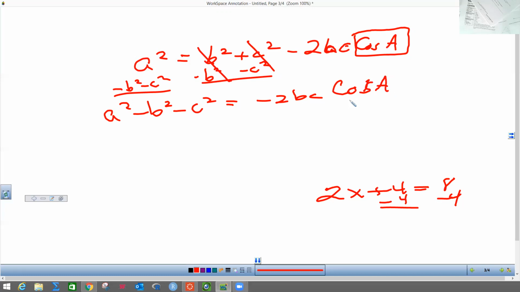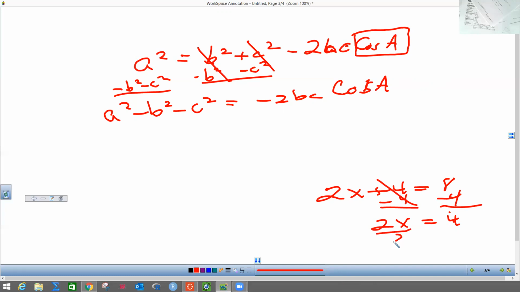Y'all see that? Now, just like here, I'd be left with 2x equals 8. Because these cancel. Oh, not 8, 4, sorry. I can subtract. Then what would you do over here?